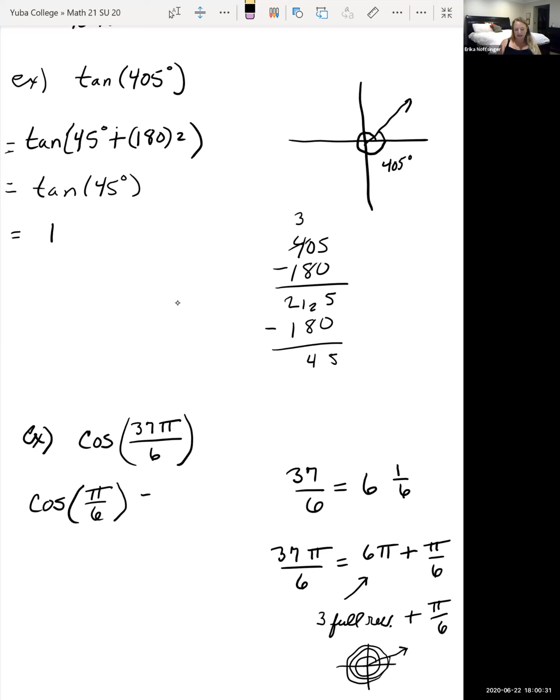And so cosine of pi over 6, if you don't remember that one, 6 goes into 180 30 times. So cosine is 0, 30 degrees. So there's 3 fingers above, so that one's the root 3 over 2. And I'm good because I'm in the first quadrant.